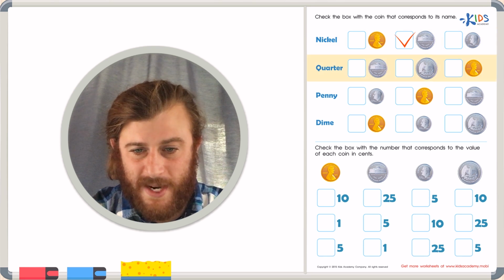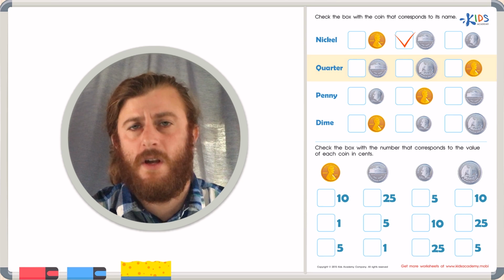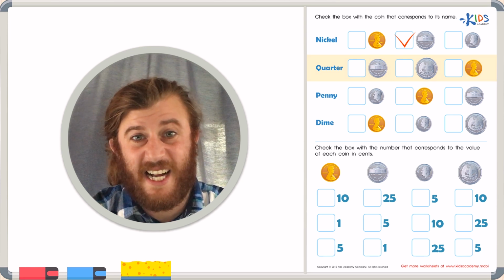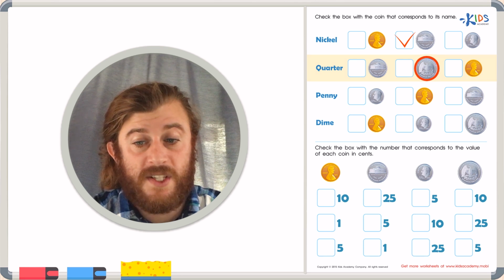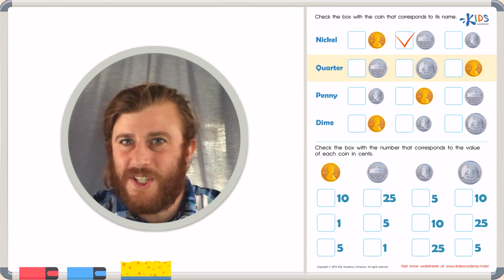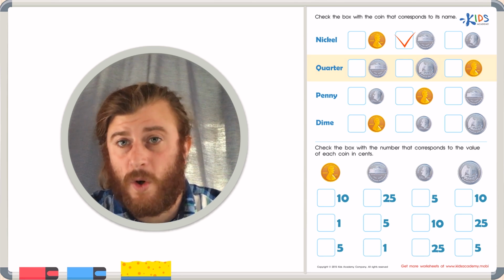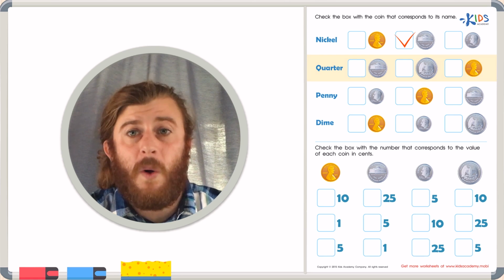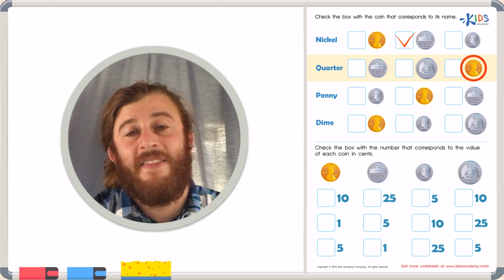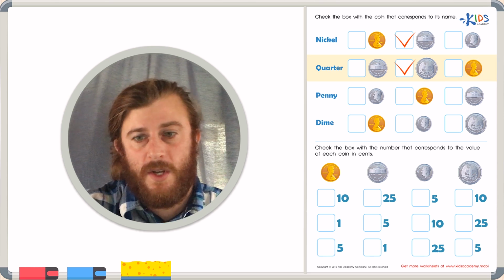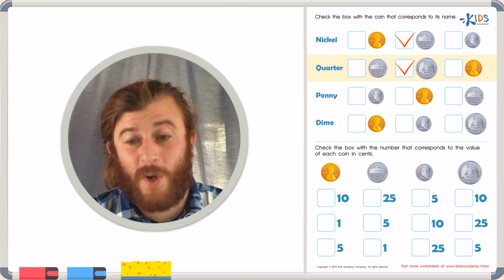Our next coin we have to identify is a quarter. Let's take a look at the first picture. Again, I see that nickel, so I know that the first picture is incorrect. The second picture, I do see something that I think looks like the back of a quarter. But as always, I'm going to check all my answers before I submit my final answer. And again, the last coin is that bronze penny. So the coin in the middle is a quarter.